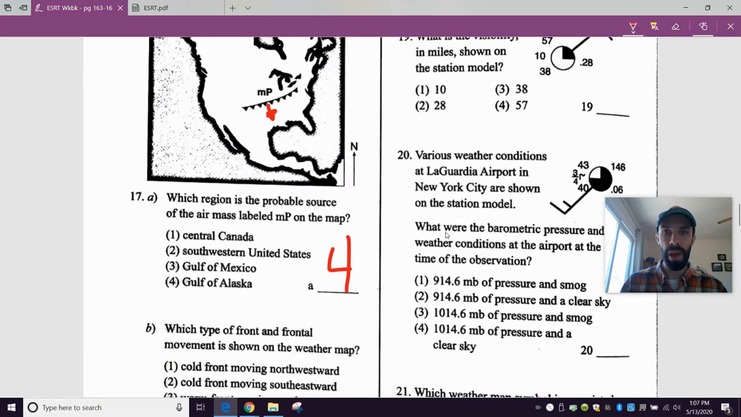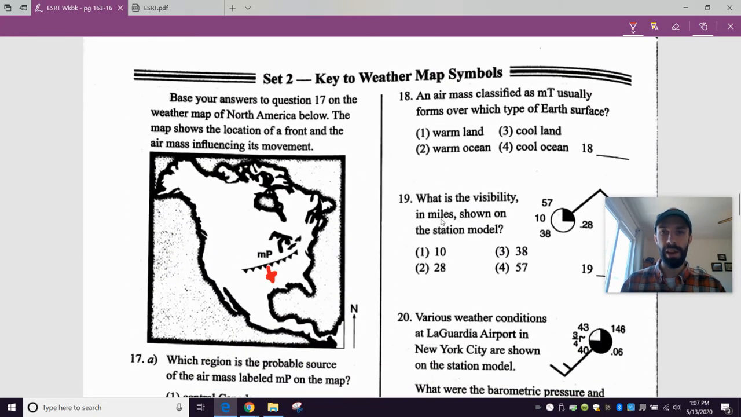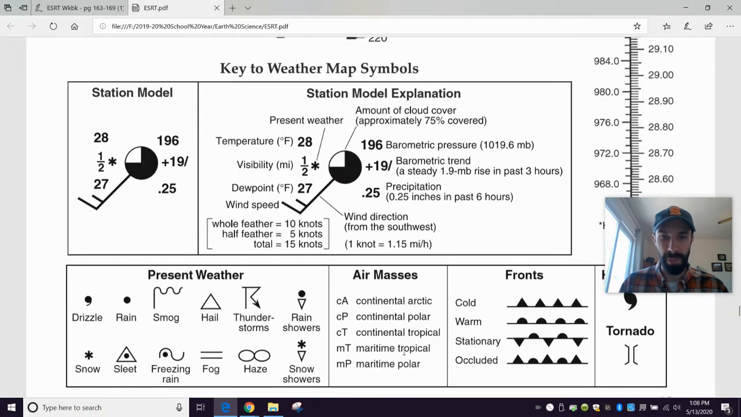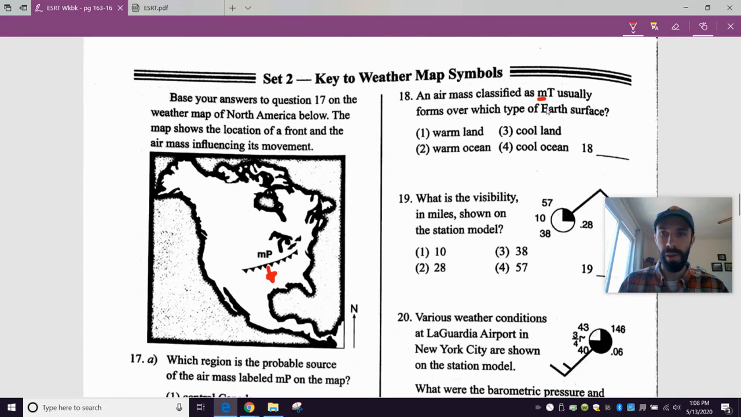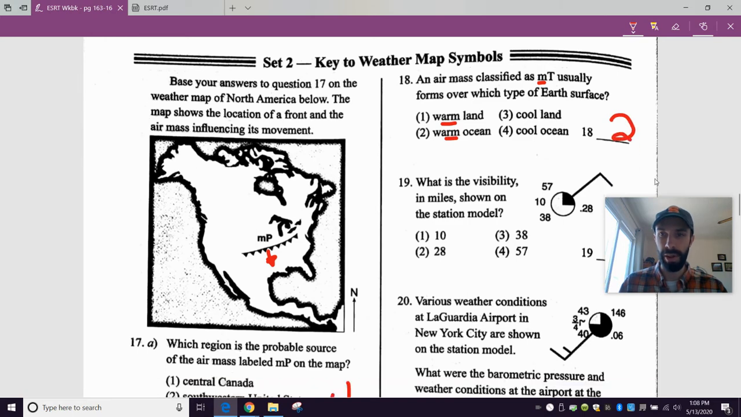Okay. All right. 18. An air mass classified as MT usually forms over which type of Earth surface? So MT, M standing for maritime, remember, or over water, and T stands for tropical. Okay, and if you didn't know that, it's right here, MT, maritime tropical. Okay, so where would that be? Well, it's got to be warm, right? So we know tropical is warm. And it's got to be over water because the M stands for water. So that would be the ocean. So that would be number 2. That was a pretty simple one.